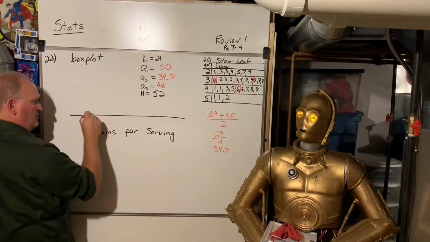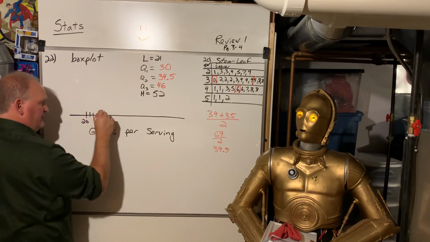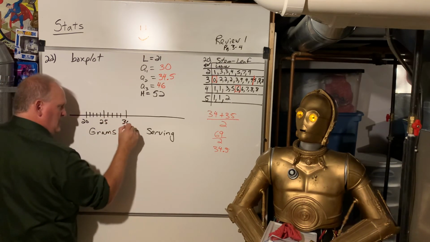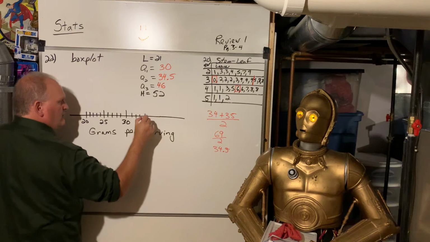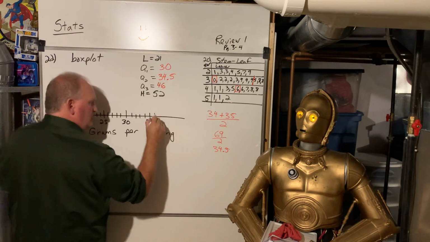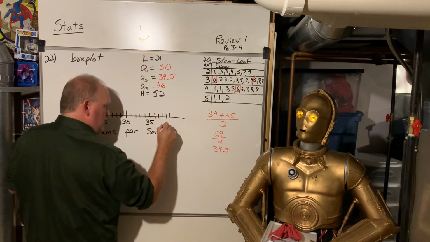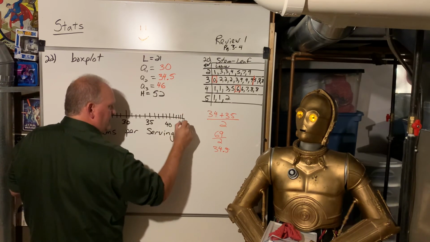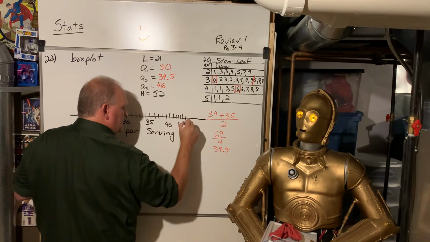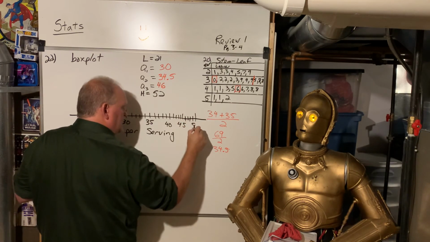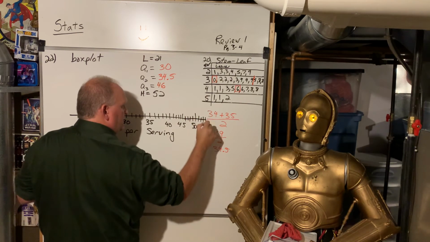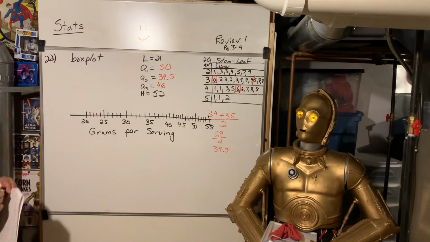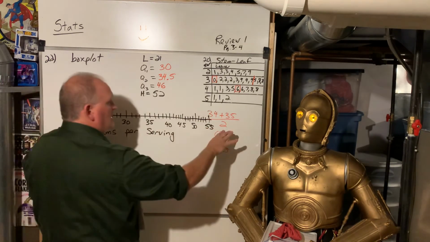So 20, 21, 22, 23, 24, 25, 26, 27, 28, 29, 30, 31, 32, 33, 34, 35, 36, 37, 38, 39, 40, 41, 42, 43, 44, 45, 46, 47, 48, 49, 50, 51, 52, 53, 54, 55. Okay, I didn't leave myself enough room to make it. But you want those uniform across the bottom.